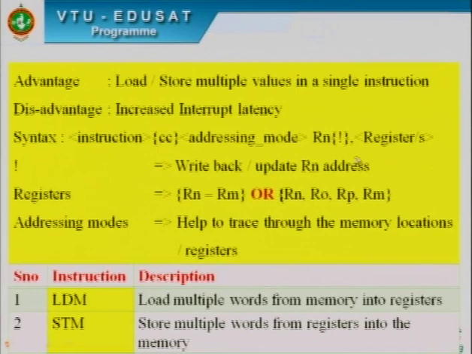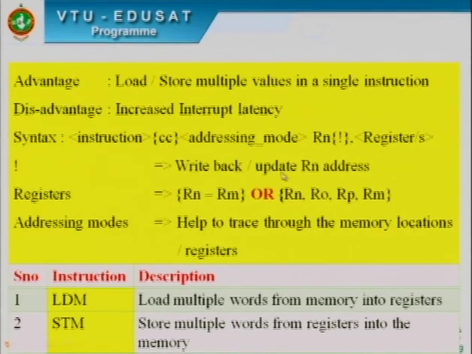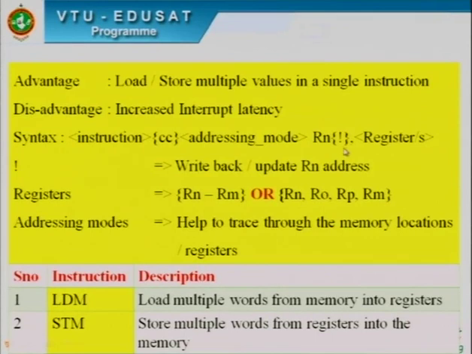The exclamatory mark is also known. The register Rn here is called the base address again. The exclamatory mark indicates write back or update of the Rn address. If there is an exclamatory mark, then the Rn register value will keep on updating. If there is no exclamatory mark, there is no write back or updating of the register Rn value.